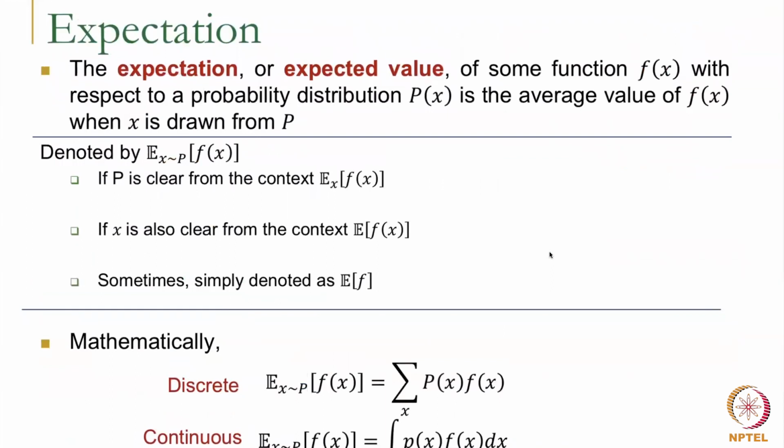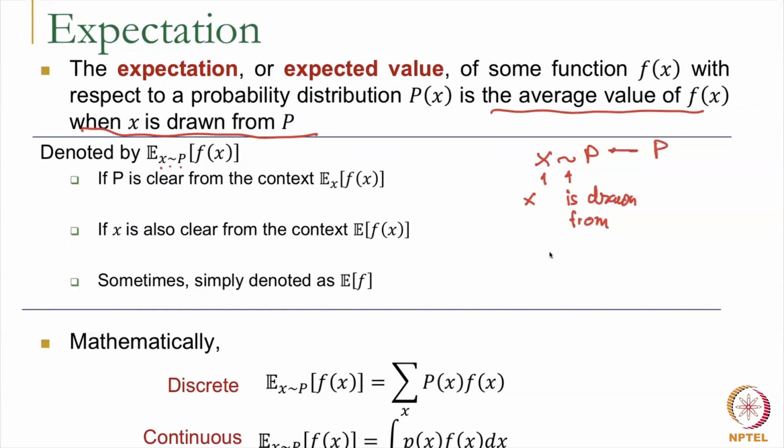I'm just going to talk a little bit about the notation, and then we will come to the definition. The expectation of a function is simply the average value of that function when x is drawn from P. Here is the notation. x ~ P means x is drawn from the probability distribution P.